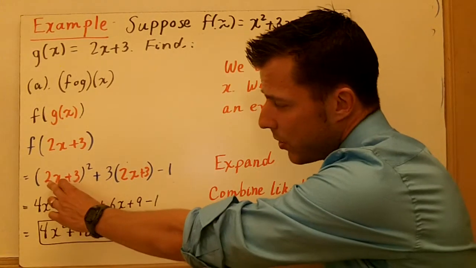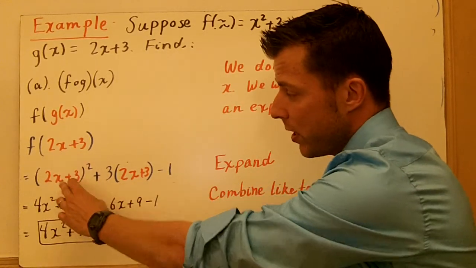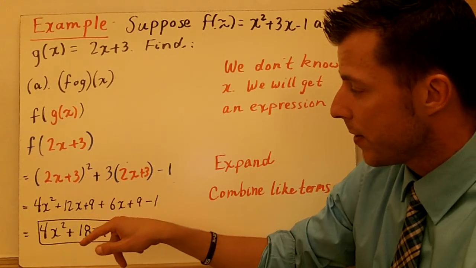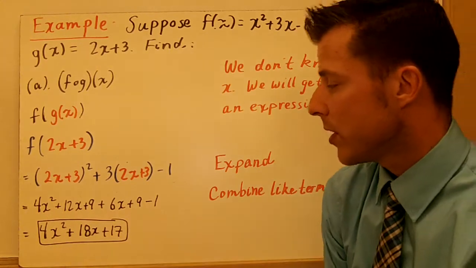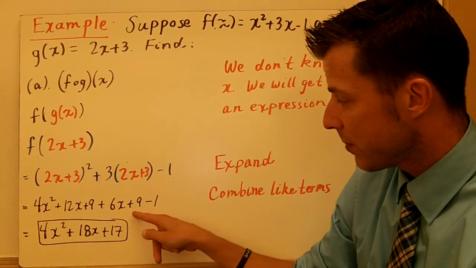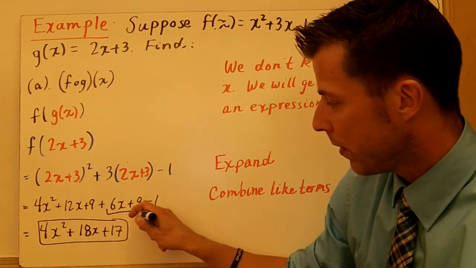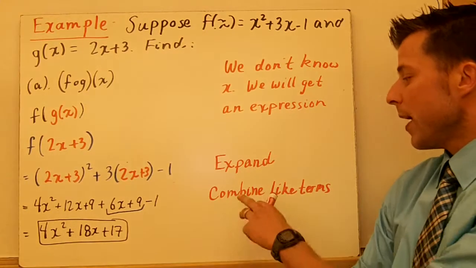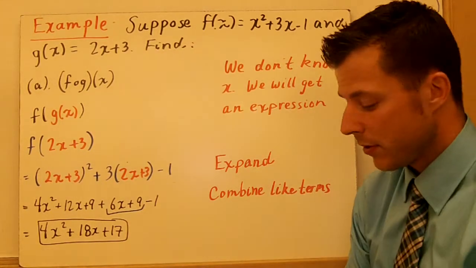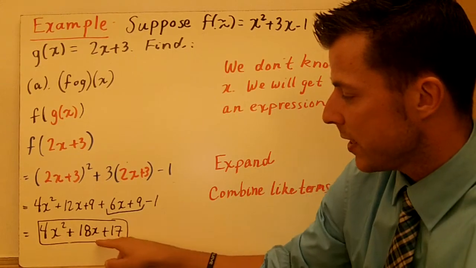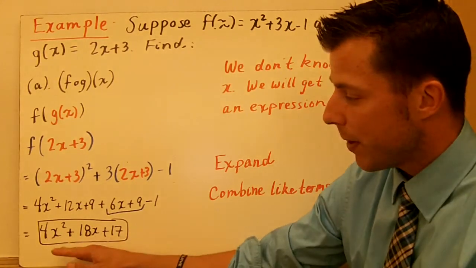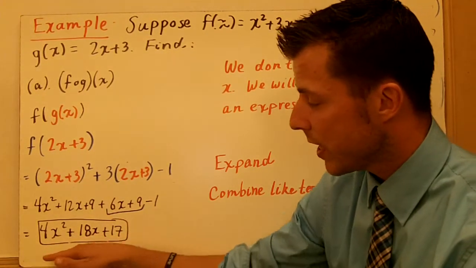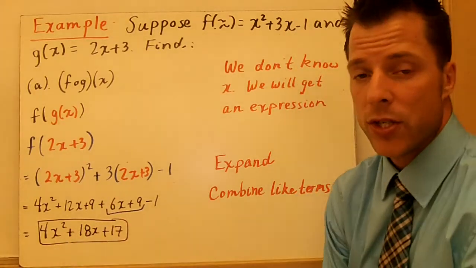So once we plug in our new x, our new argument, 2x plus 3, you have to simplify. We have to expand 2x plus 3 squared, and we get 4x squared plus 12x plus 9 plus 6x plus 9. This part here, that's the distributive property with the 3, and then there's the minus 1. And then finally, make sure you combine like terms. So we end up with 4x squared plus 18x plus 17. Now, since this is a polynomial, the domain is all real numbers. Okay? So just be aware of that. If they ask you for domain, look at the function here. It's a polynomial. Domain is all real numbers.